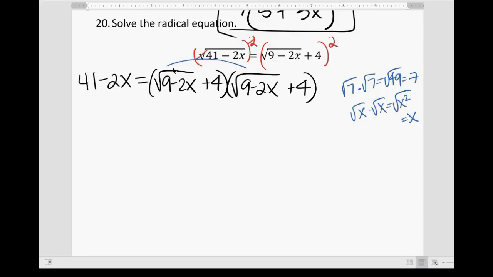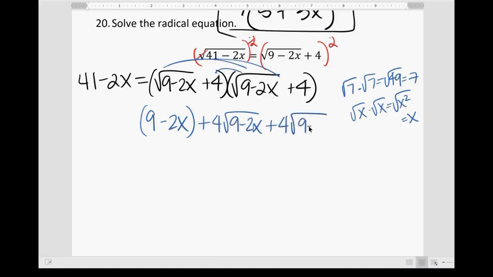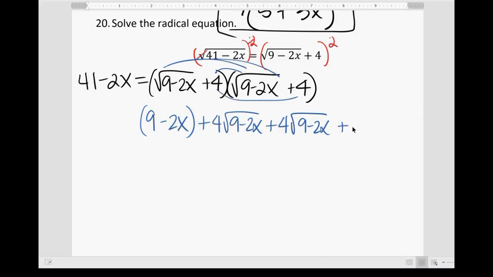So you can use that rule here. The square root of 9 minus 2x times the square root of 9 minus 2x is going to give you 9 minus 2x. Then you have plus 4 square root of 9 minus 2x, plus another 4 square root of 9 minus 2x, and then 4 times 4, 16. Okay, so we have 41 minus 2x equals all of that.